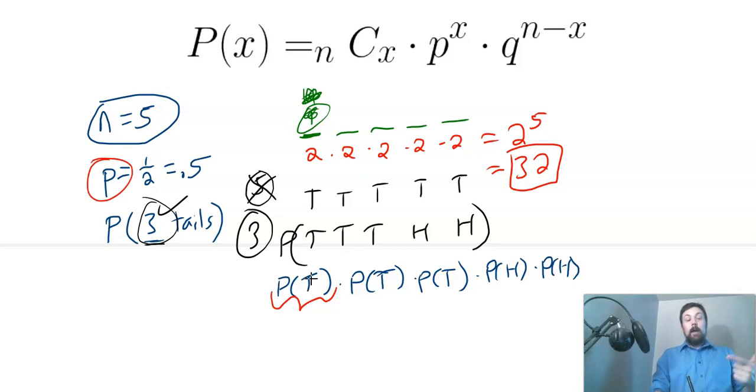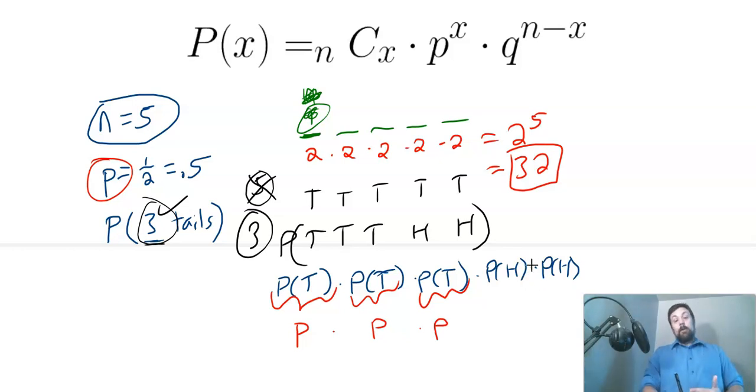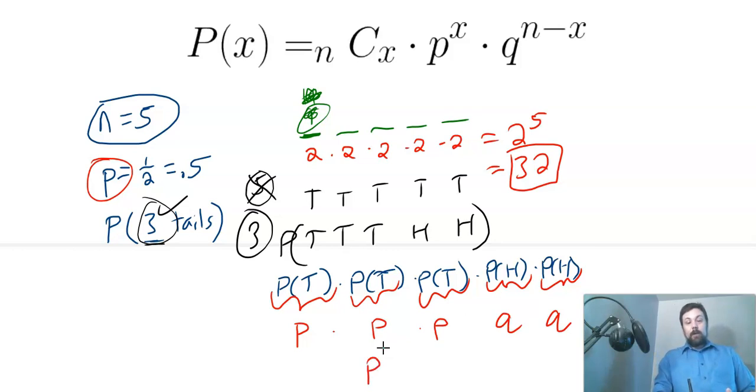P is the probability of getting that success, right? T is a success in this case. So this is the probability of getting a success, which we can represent with p. And then this one's also p, and this one's also p. Heads, in this case, is a failure. And so this is the probability of getting a failure, which I represent with q. And if I'm going to multiply these all together, we have 3 p's being multiplied together. So that's going to be p to the 3rd power. And we have 2 q's being multiplied together.